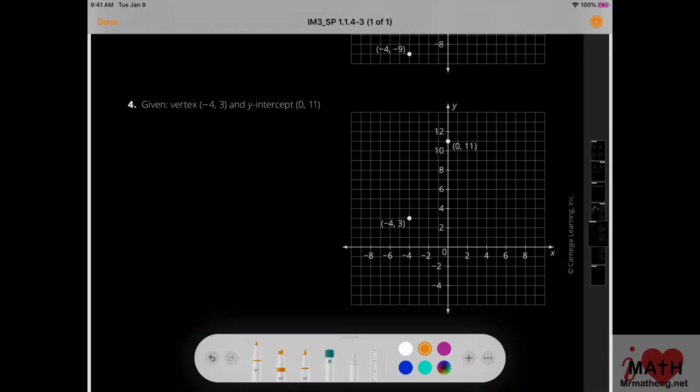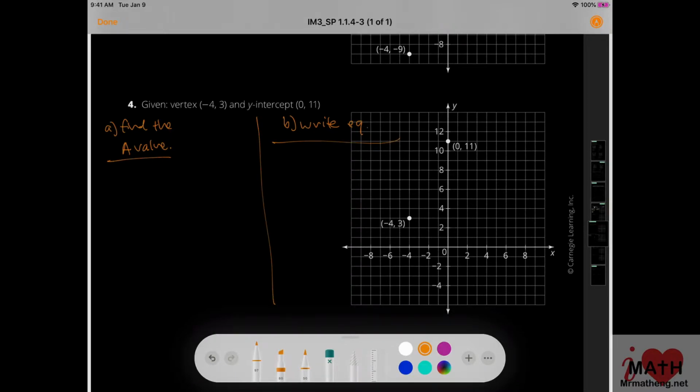Let's go ahead and find an equation for this problem. Although the directions do tell you to use reference points, we're just going to do it old school, algebraically. How are we going to do that? Number one, we're going to find the a value. And then the second thing we're going to do is write an equation.